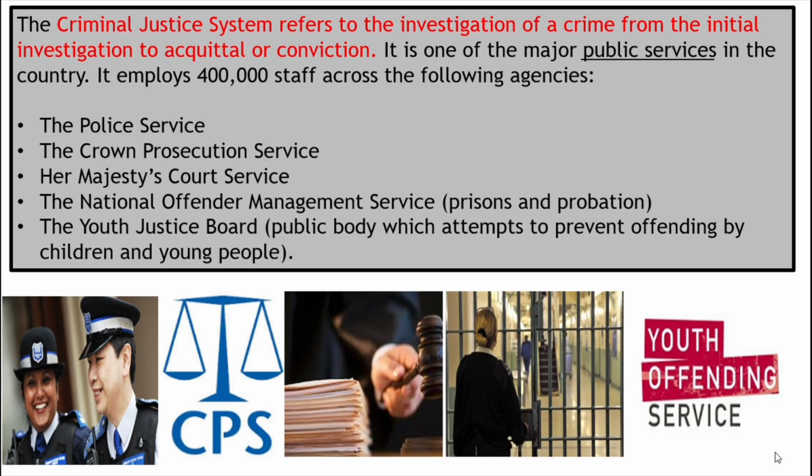It is one of the major public services in the country. What we mean by public service is a service that is provided by the government and paid for by the taxpayer. It employs 400,000 staff across the following agencies: the Police Service, the Crown Prosecution Service, Her Majesty's Court Service, the National Offender Management Service, so prisons and probation, and finally the Youth Justice Board, the public body which attempts to prevent offending by children and young people.